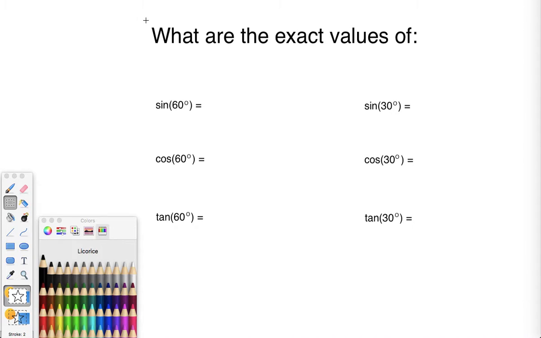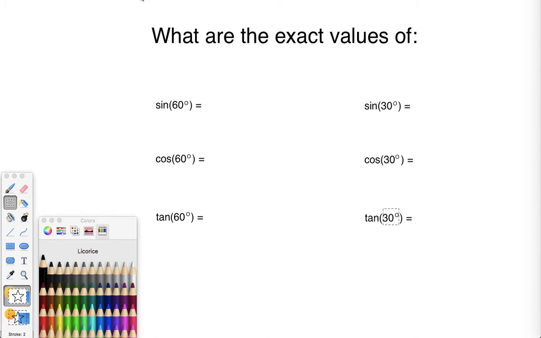This video is on how to find the exact values for sine, cosine, and tangent of 60 degrees, and how to find the exact values of sine, cosine, and tangent for 30 degrees.